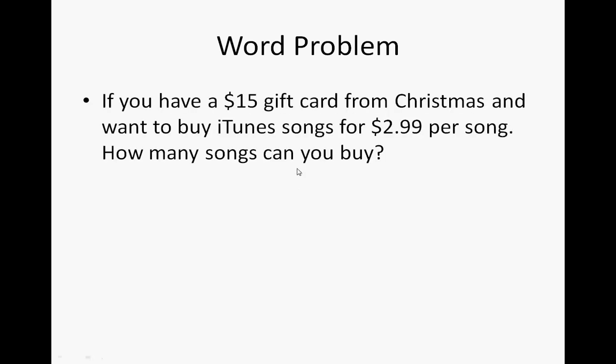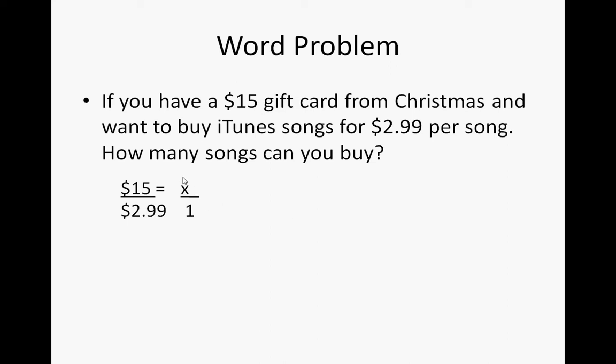We'll do one more example together, and then I'm going to ask you to do one on your own. So say you got a $15 gift card for Christmas, and you want to buy some iTunes songs. And the songs you want to buy are $2.99 for one song. So how many songs can you buy? Well, I like to set the money together. So I have 15 to $2.99. This is how much money I have, and this is what the cost is for each. So I'm going to go money to songs.